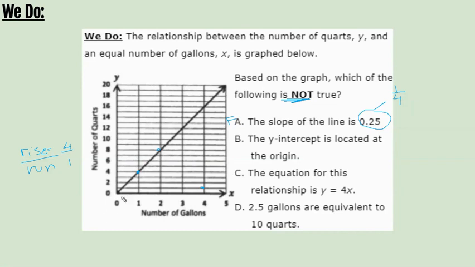The y-intercept is located at the origin. That is true. The origin is 0, 0. The equation of this relationship is y equals 4x. So I'm rising 4, running once. That is the slope of this equation, so that is true. And there's no y-intercept, so that's why they don't have the plus b. And then D, 2.5 gallons, which would be right here, is equivalent to 10 quarts. That point is on the line, so that is true. So our answer would be A.